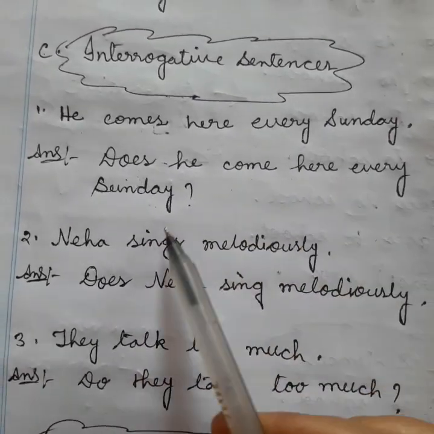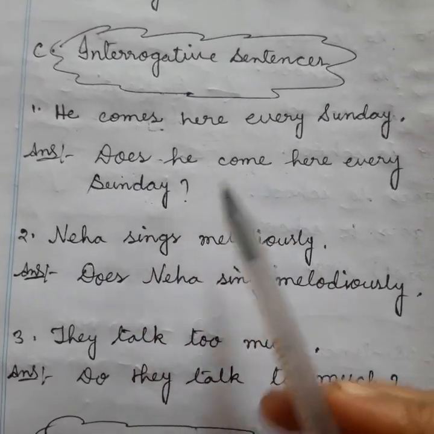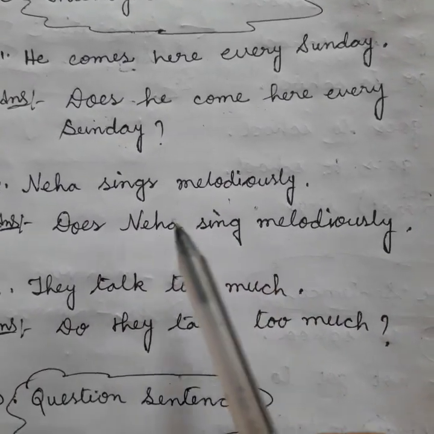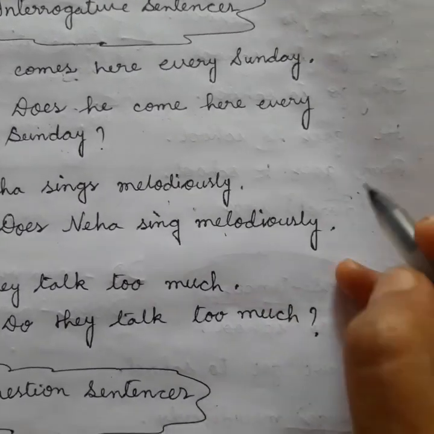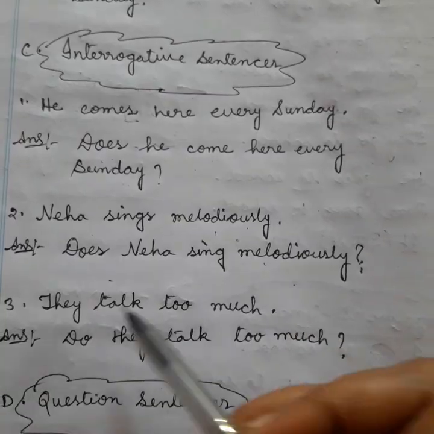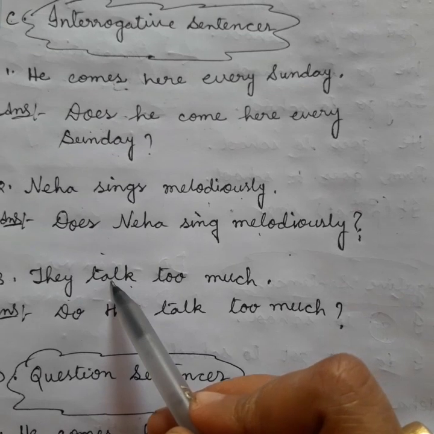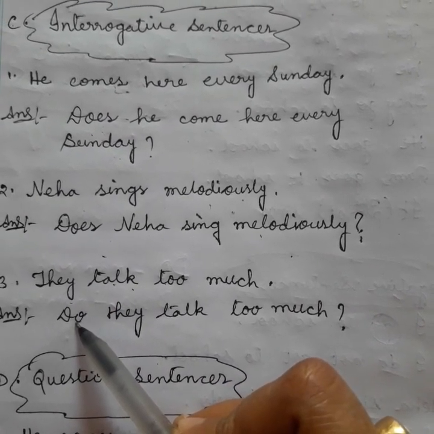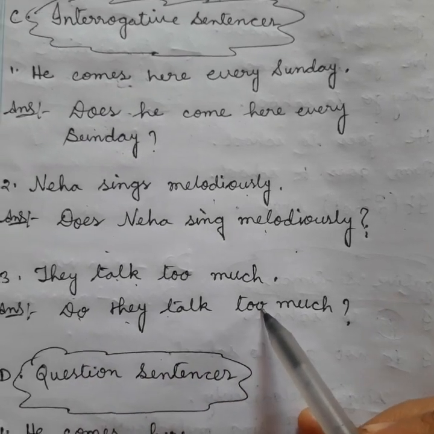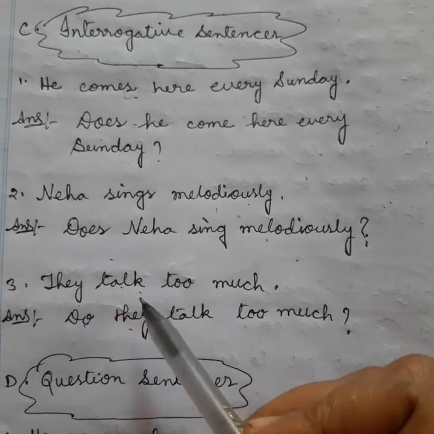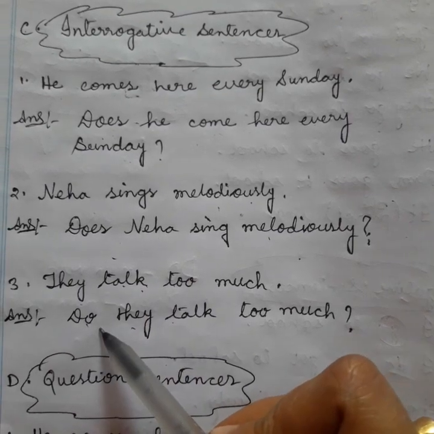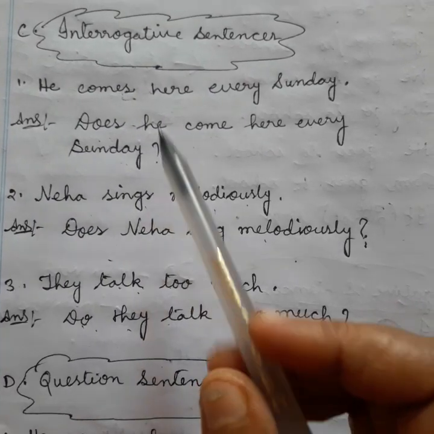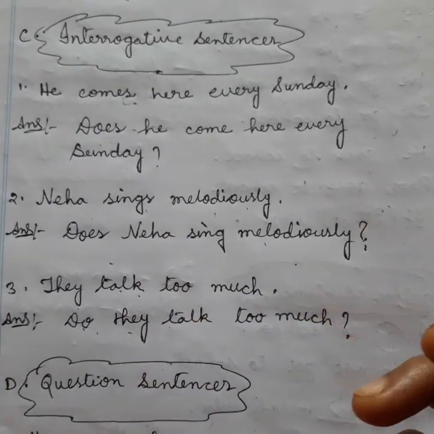So here also the same rule. Does he come here every Sunday? So does come. Okay. Now Neha sings melodiously. Previously I have given these examples only. So does Neha sing melodiously? Sorry, here it will be a question mark. They talk too much. So here verb is talk, no s, no es. So simply I have used do. Fine. Do they talk too much? So if in the sentence the main verb is there, you will use do, and with the verb if s or es is there, you have to use does. Understand?